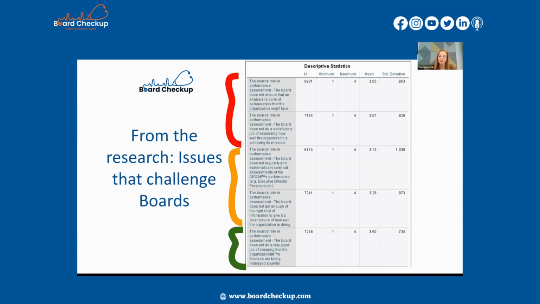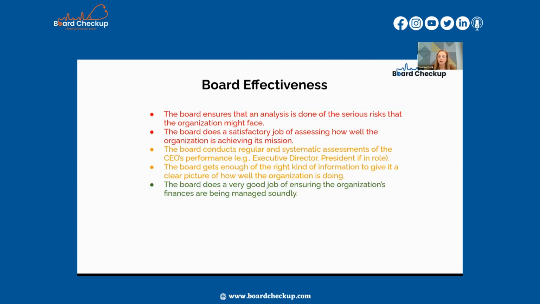So at the top of the most challenging, at least from the opinions of those who assess their boards, was that the board doesn't do a good job or an adequate job of assessing risks that the organization might face, or assessing how well the organization is achieving its mission. Those were the lowest scores, meaning they're the most likely issues. But then in the middle are not assessing the performance of the ED and not getting enough data to do that. And the least problematic is around finances. So I just summarize them: the top two seem to be the most salient, there's some middle ground, and one seems to be less problematic, around managing finances.